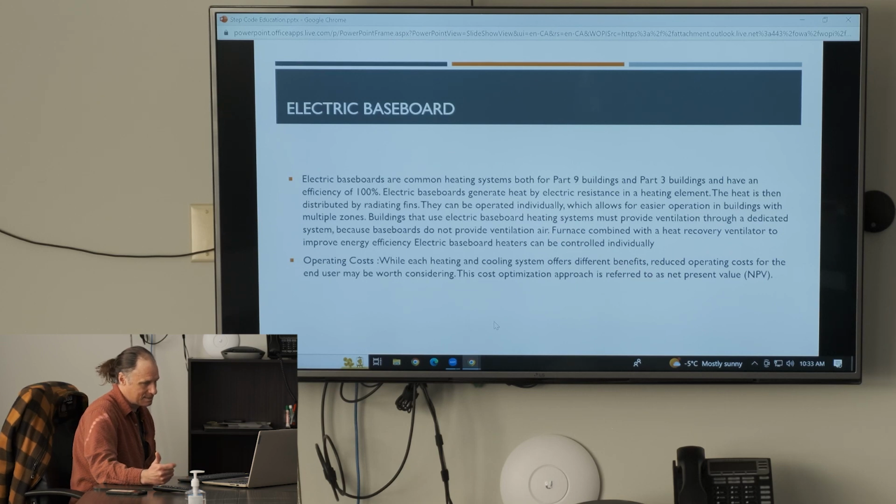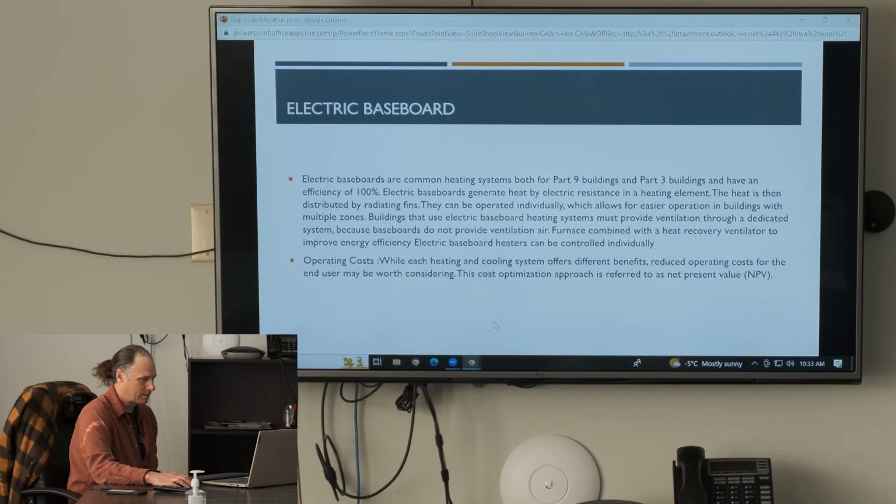Buildings that use electric baseboard heating systems must provide ventilation through a dedicated system because baseboards do not provide ventilation air. Furnace combined with a heat recovery ventilator to improve energy efficiency. Electric baseboards can be controlled individually.